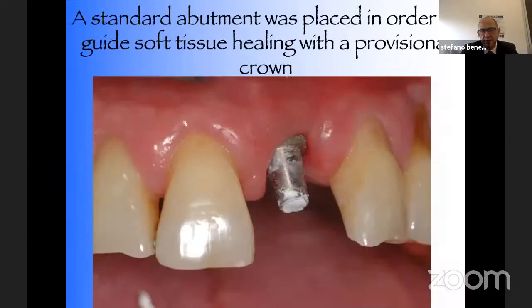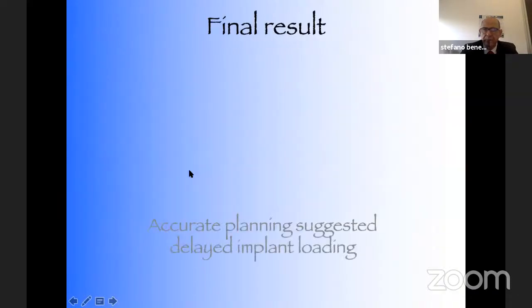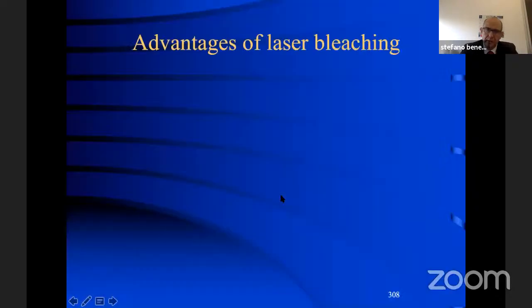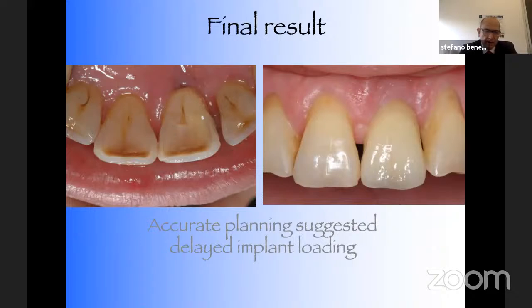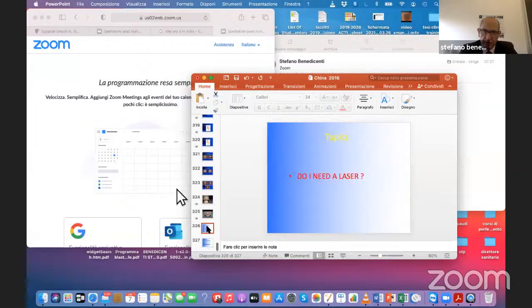This is the impression, the temporary crown, the definitive zirconia abutment, and the final result, which is a good result with a perfect healing thanks to an accurate biomodulation.